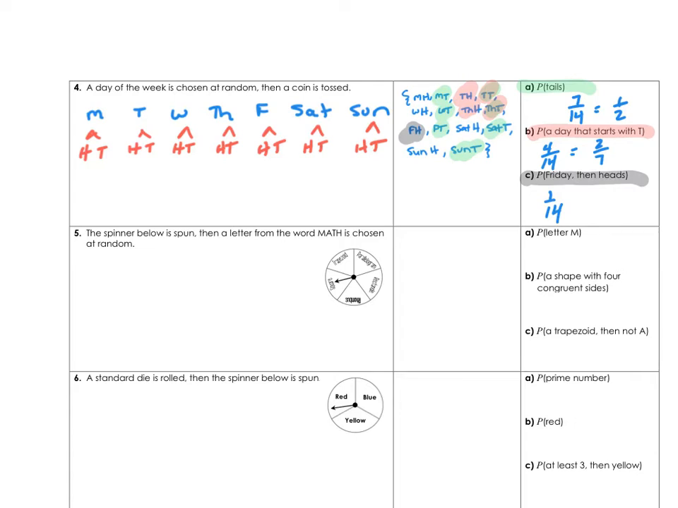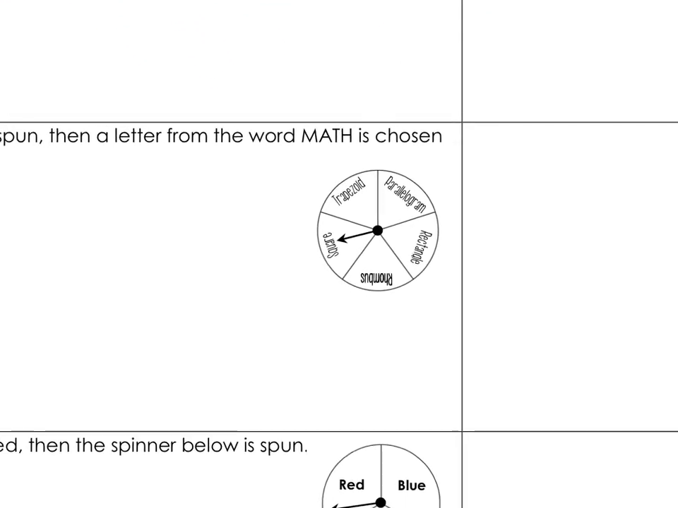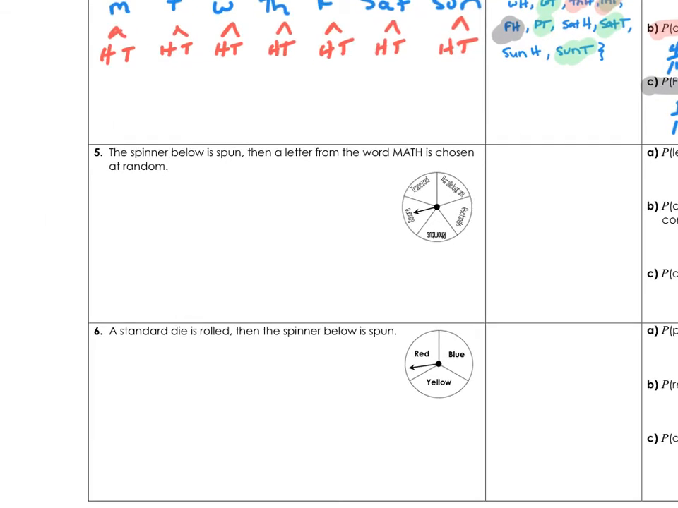Okay, so now let's look at our next example. The spinner below is spun. Then a letter from the word MATH is chosen at random. So if you look at the spinner, if I zoom in here, it's got different names of shapes. Cool, huh? Really fun.